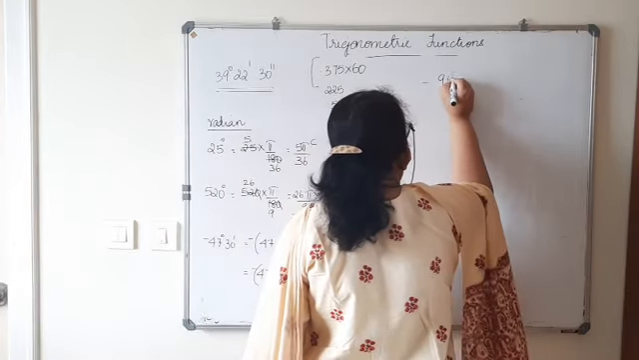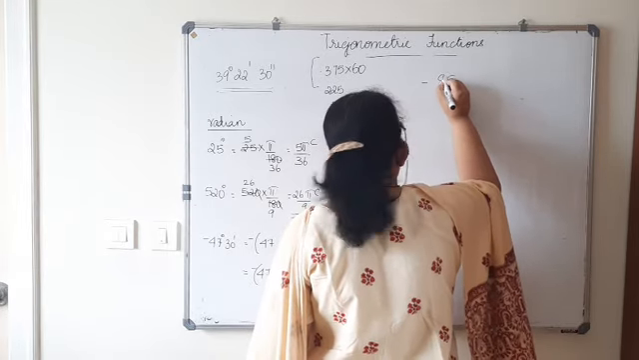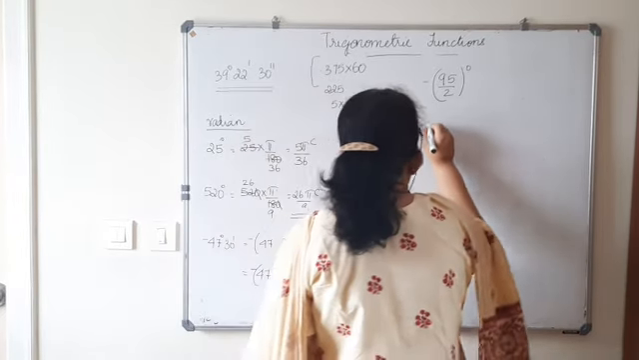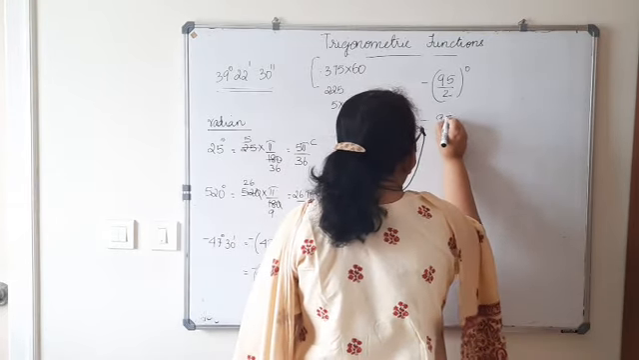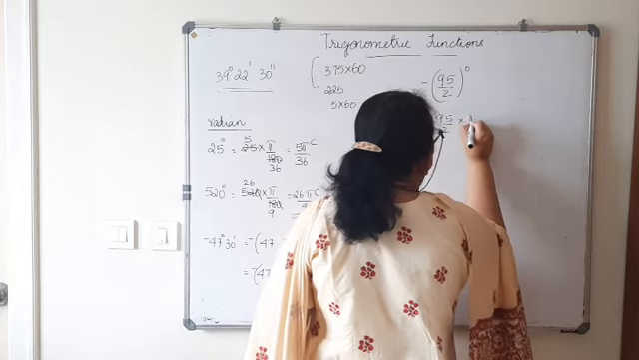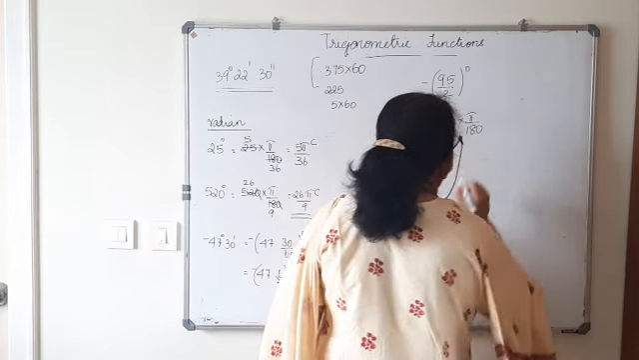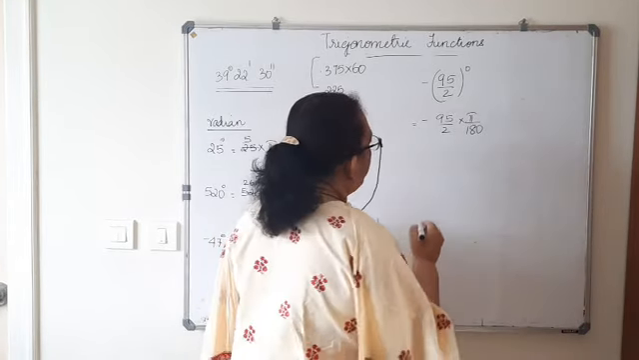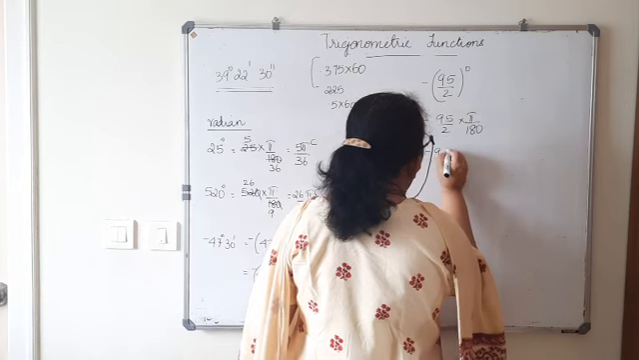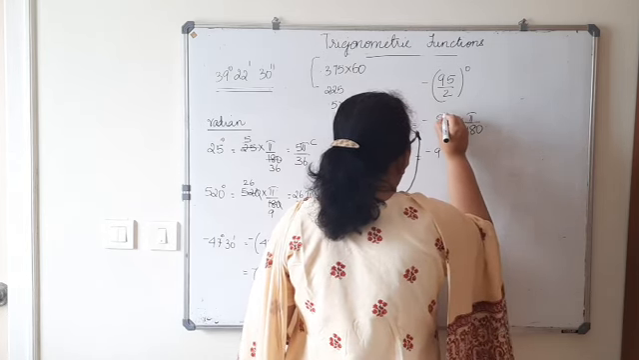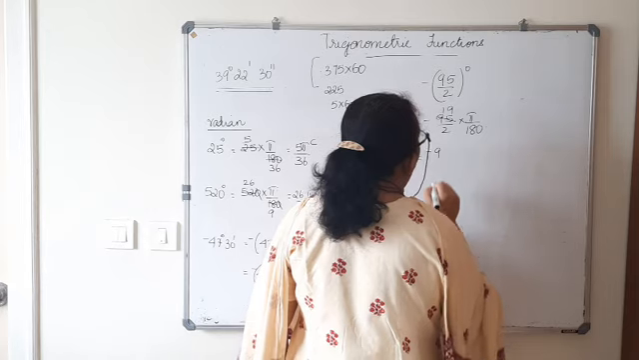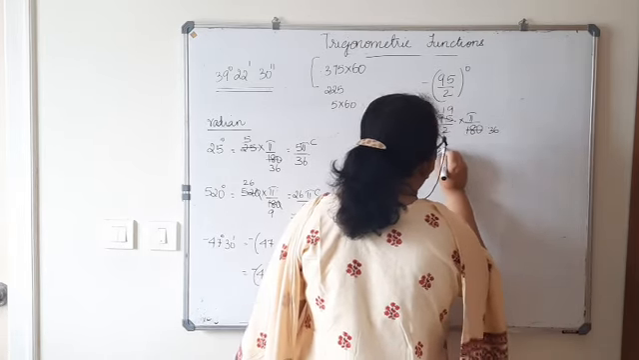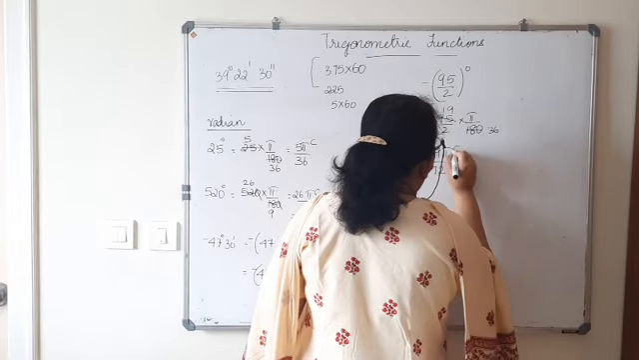minus 95 by 2 degrees. But my question is convert it into radians. That is equal to minus 95 by 2 into pi by 180. That is equal to minus 19 pi by 72 radians, since 5 ones are 5, 5 nines are 45, 5 36s are 180.